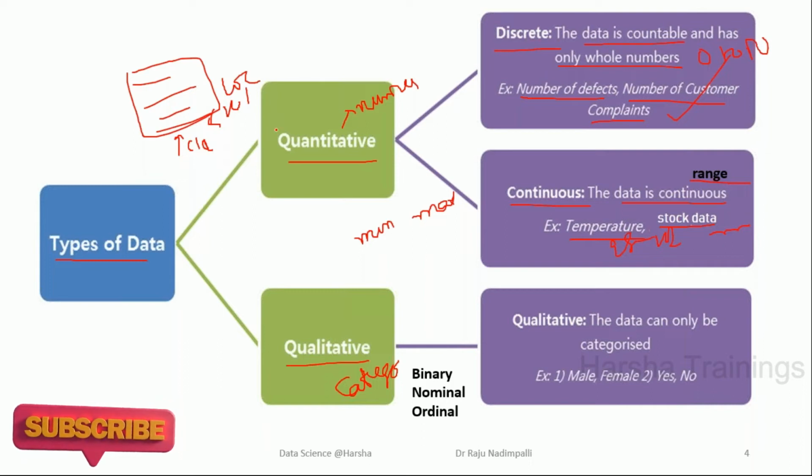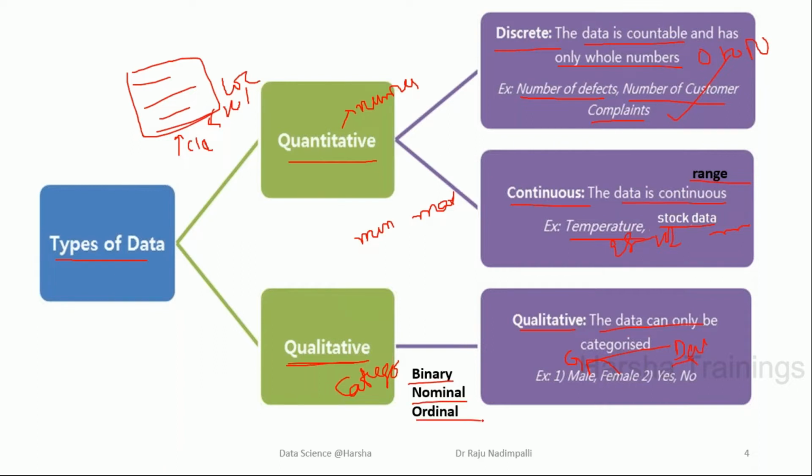Okay. Now, another kind of data is called qualitative, where the data will be represented in the form of categories. For example, let us take categorical data under gender. Gender can be classified into male and female. For example, whether a patient is diagnosed with diabetes, yes or no, this is also another kind of qualitative data. Okay, qualitative data can be represented in the form of binary, nominal, or ordinal formats.